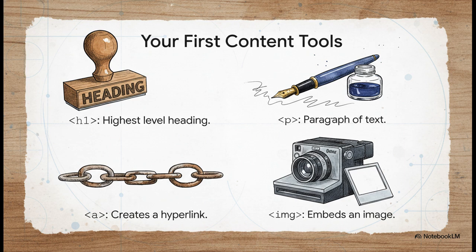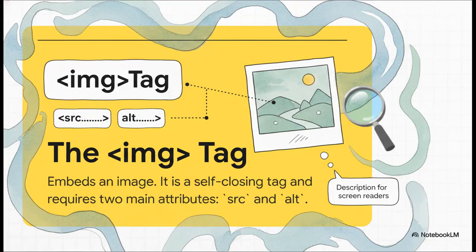Seriously, with just these 4, you can build a surprisingly functional web page. Now, the image tag is a little bit of a special case. It's what we call a self-closing tag, so it doesn't need that separate closing tag with the slash. But what it absolutely positively does need are 2 key attributes.